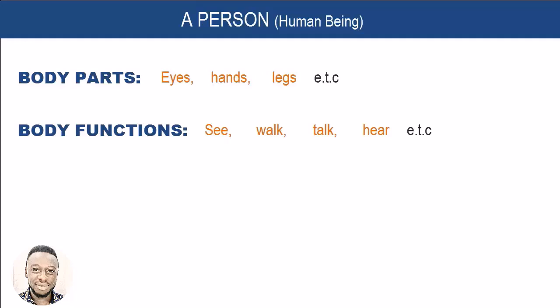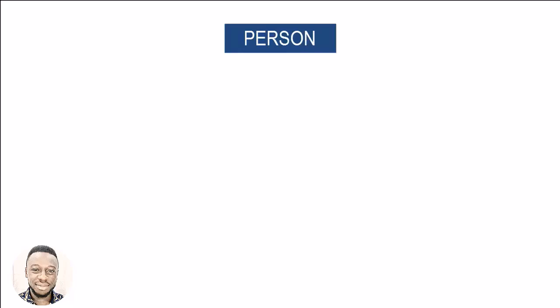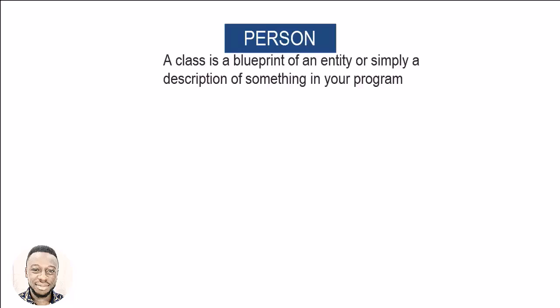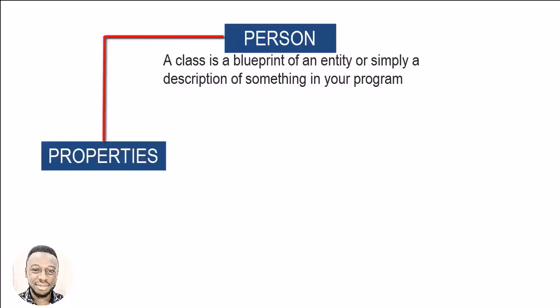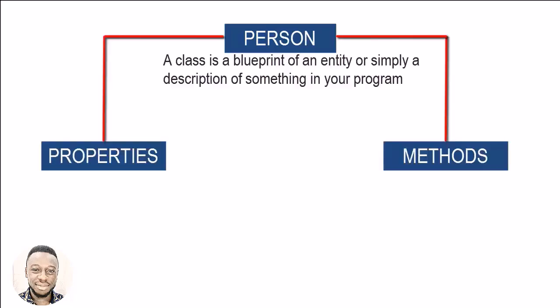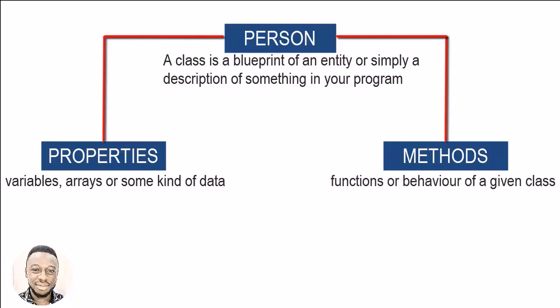Now, what is a class? From the example given, let's present person as an example of a class. By definition, a class is a blueprint of an entity or a description of something in your program. A class defines two things: properties and methods. Properties are like variables, arrays, or some kind of data, while methods are functions or behaviors of a given class.